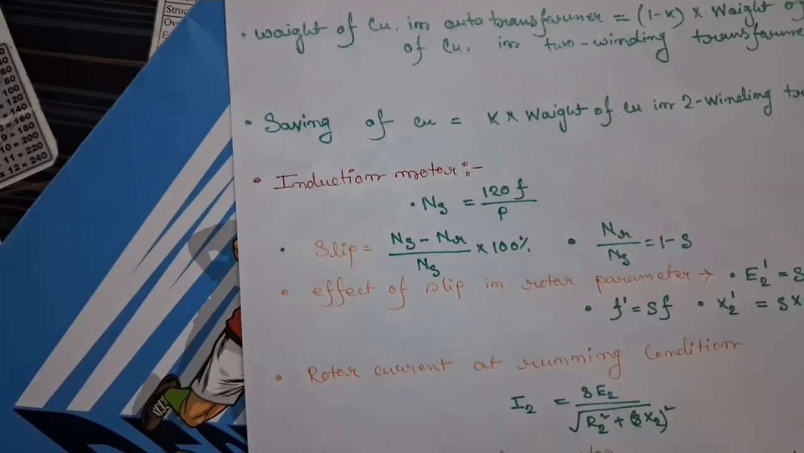Then come to induction motor. In induction motor, you have to remember the formula of synchronous speed. Synchronous speed Ns is equal to 120 F by P. Here P is number of poles and F is frequency. Then come to the formula of slip. The formula of slip is equal to Ns minus Nr divided by Ns into 100%. Here Ns is synchronous speed, Nr is rotor speed, and Nr by Ns is 1 minus S.